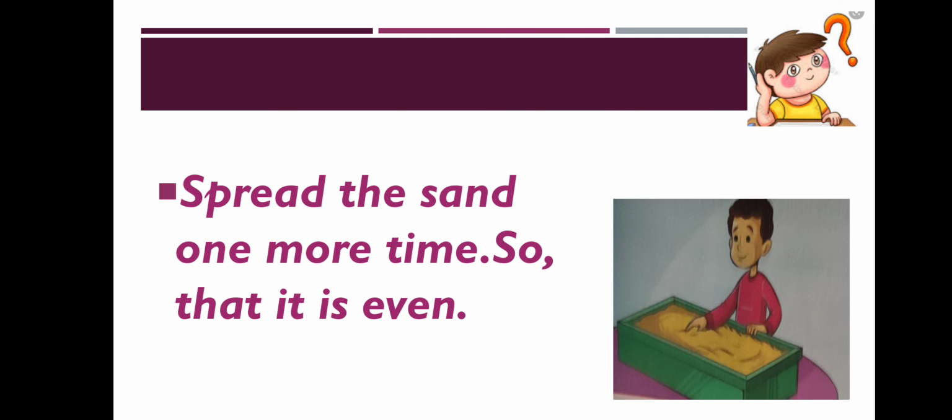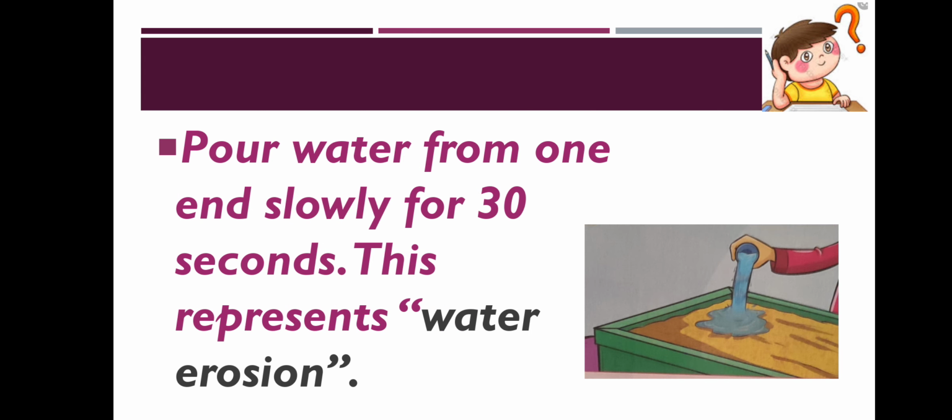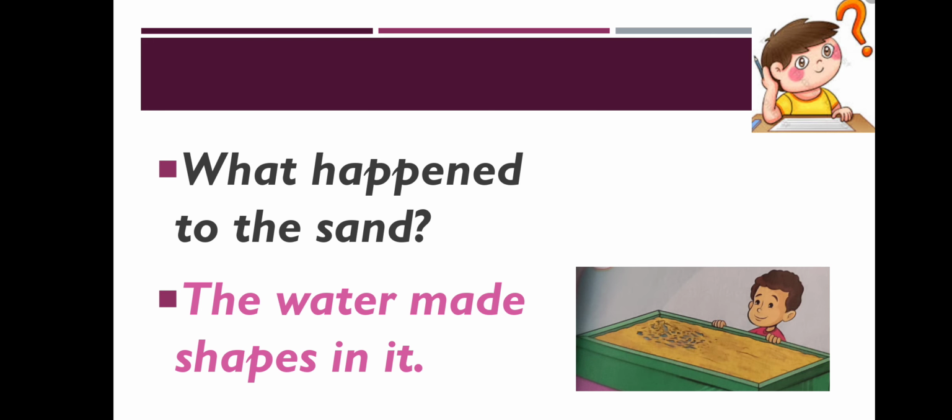Spread the sand one more time so that it's even. Pour water from one end slowly for 30 seconds. This represents water erosion. What happened to the sand? The water made shapes in it.